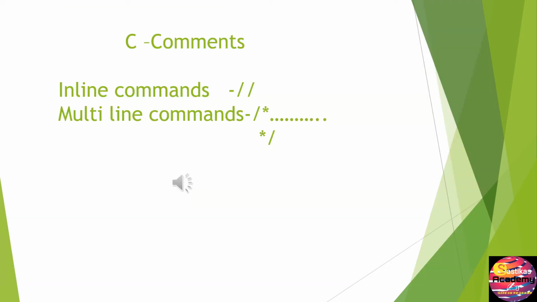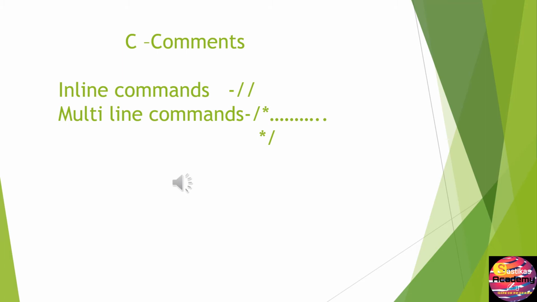Coming to comments in C, we use comments in the program to identify the purpose of a line or any other notes we are giving for the program. This is the purpose of using comments: to let the programmer know what the purpose of a particular line is. That's why we are using comments.